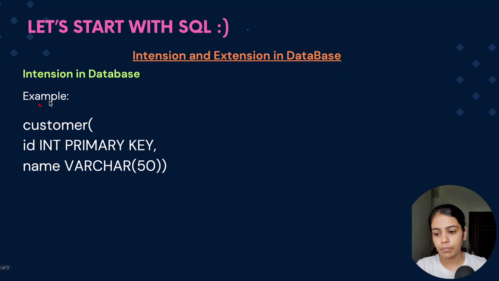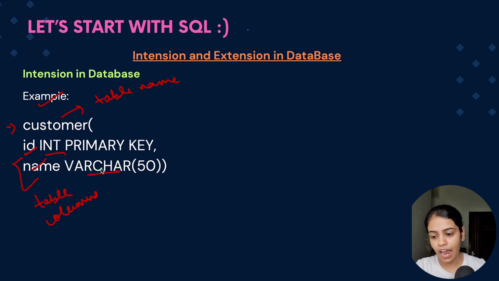Now here is an example. Here we have taken an example of a customer table. So this is the table name. These are the table attributes, or you can say table columns. These are the data types of the attributes or the table columns.